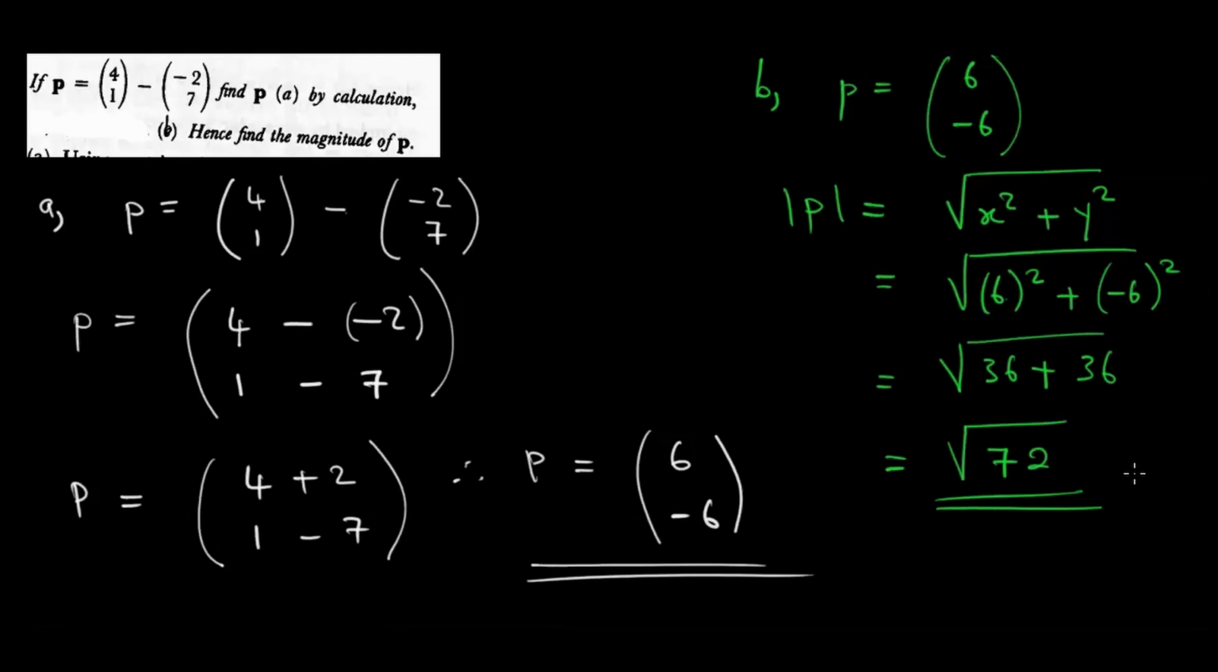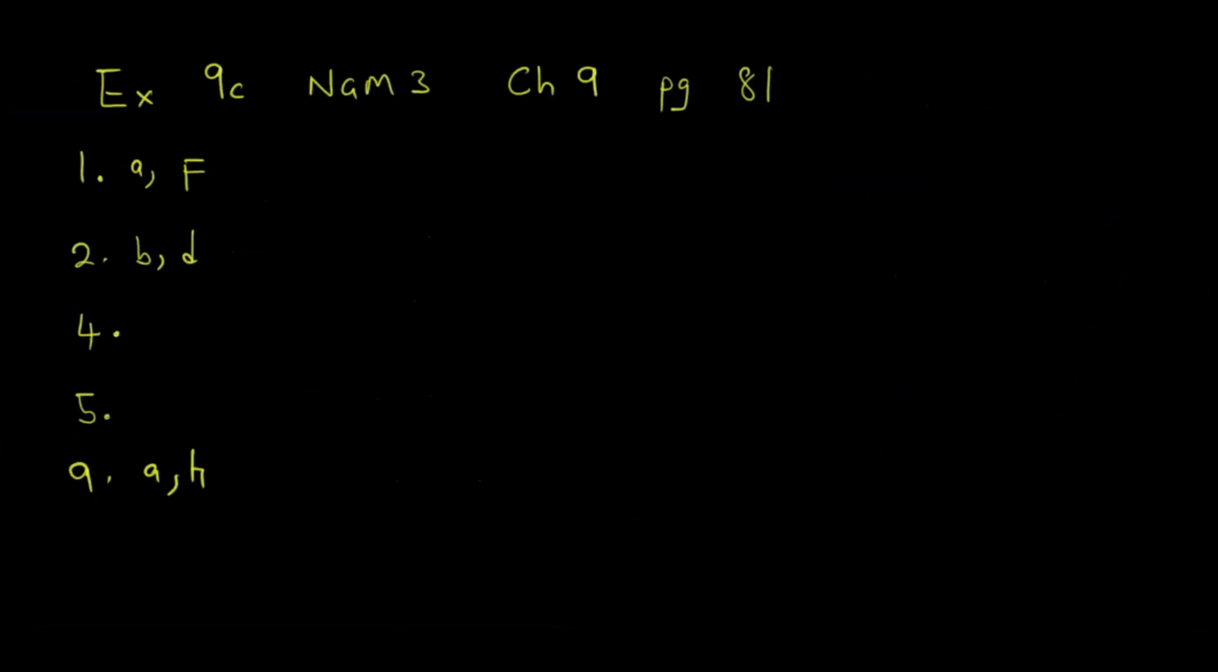This is going to be your exercise. This is the exercise I want you to do. Exercise 9C, New General Mathematics 3, Chapter 9, page 81. Number 1, do A and F. Number 2, you do B and D. Number 4, do all of them. Number 5, all of them. Then number 9, do A and H.